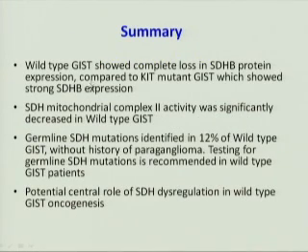So in summary, this study shows that in wild type GIST there is a complete loss of SDHB protein expression compared to the KIT mutant GIST, that the SDH mitochondrial complex 2 activity is significantly decreased or lost, and that germline SDH mutations were identified in 12% of wild type GIST without a history of paraganglioma, suggesting a potential role for SDH dysregulation in wild type and pediatric GIST oncogenesis.